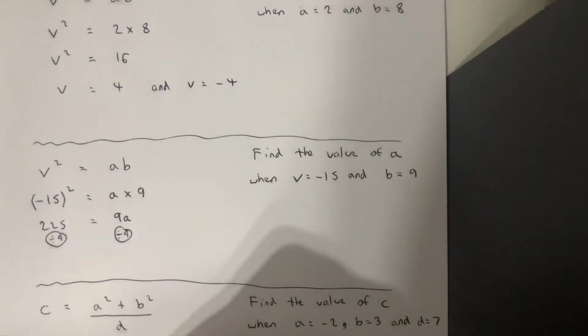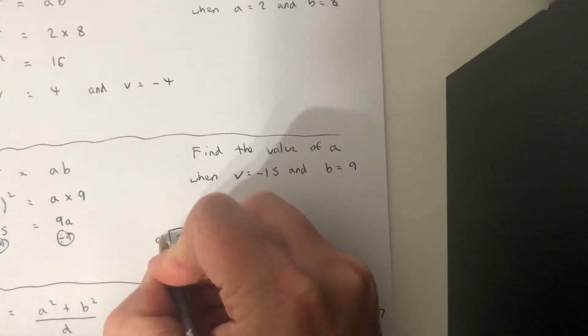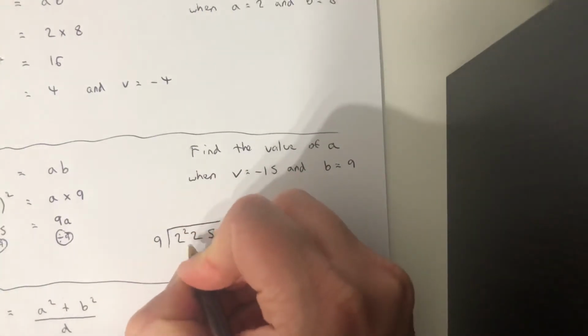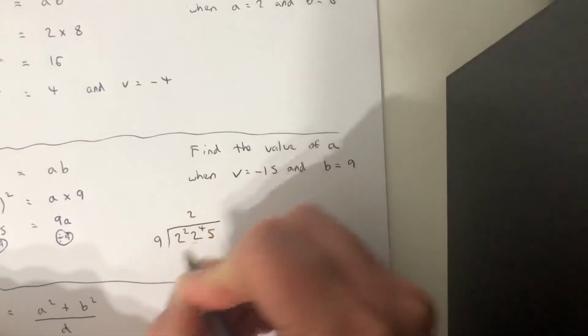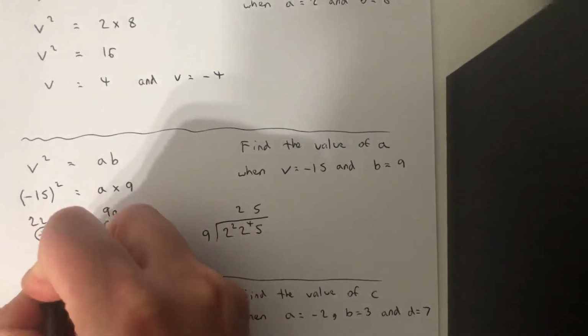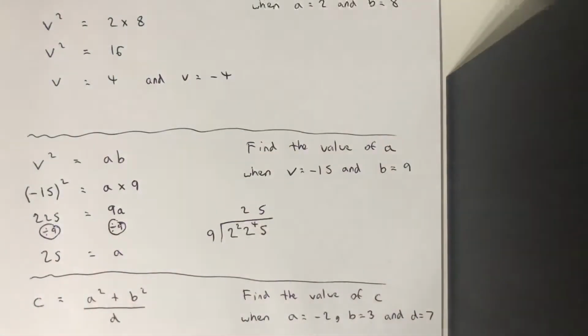How many 9s go into 225? I wouldn't blame you if you didn't know. But if you didn't know, what I would want you to do is do a bit of bus stop. 9 into 2, doesn't go. 9 into 22 goes 2, that's 18, with 4 left over. 9 into 45 goes 5. It is okay to do that. And so, good practice: if you're not sure, just write the division out.